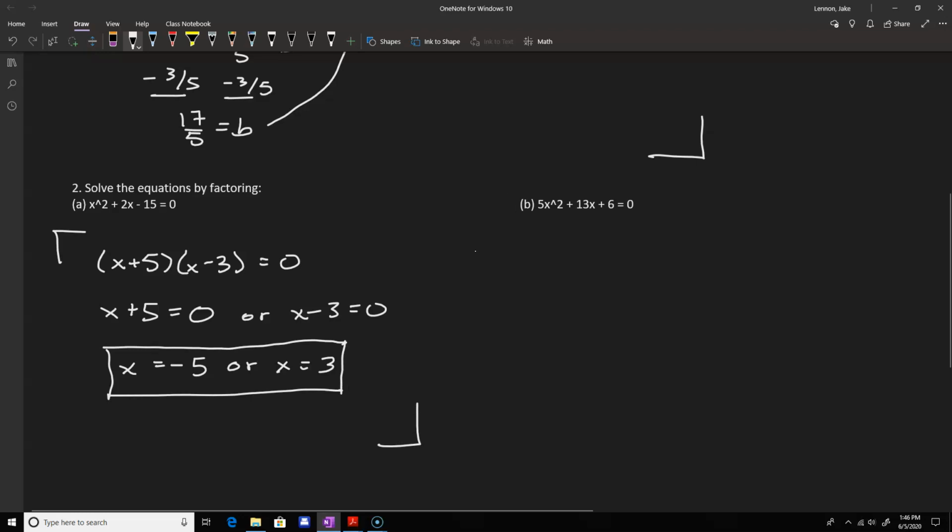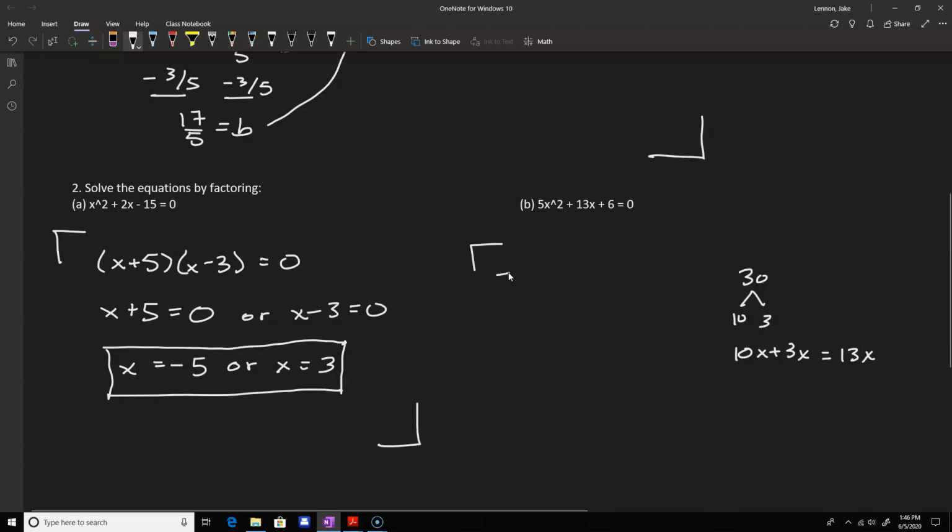So if we look at part B, we have 5x squared plus 13x plus 6 equals 0. What we have to do is start by taking 5 and 6 and multiplying them together. So we get 30, and what we want is ideally 2 numbers that multiply to 30 and add to the 13. So 10 and 3 will do the job there. And then we split the middle term. Essentially 10x plus 3x is the same thing as 13x. That's what we're using those for.